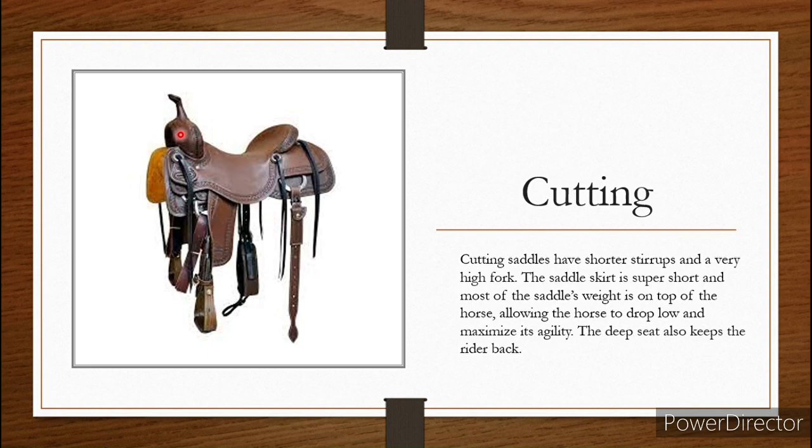The saddle skirt is very, very short, and most of the saddle's weight is on top of the horse's back, allowing the horse to drop down nice and low and maximize its agility. And the deep seat also keeps the rider towards the back. So when you're cutting, for those of you who don't know, you have a calf in the middle of an arena, and you are between the calf and the herd, and you're trying to cut back and forth to cut off the calf's way of getting back to the herd. So you need a lot of maneuverability if you're going to be doing that.